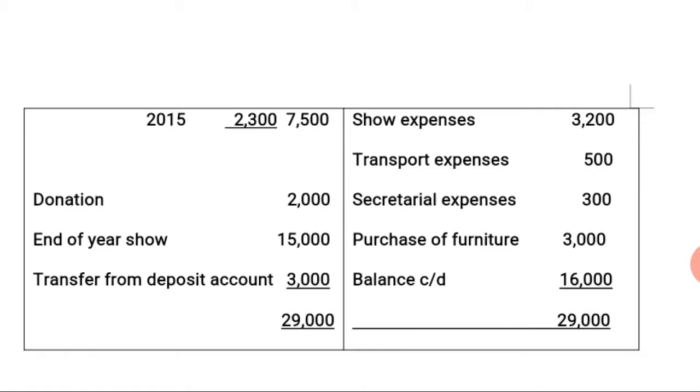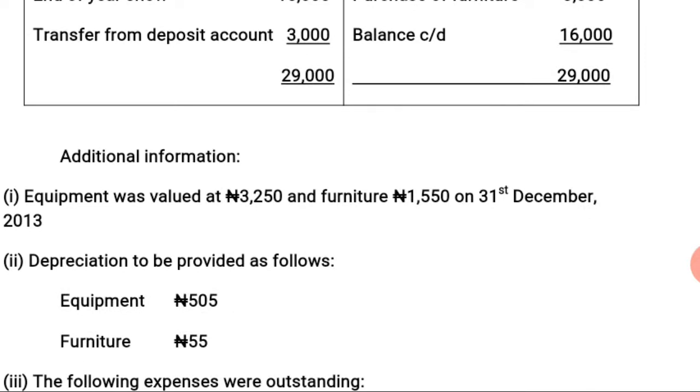And during the year, furniture was also purchased. That is purchase of furniture, 3,000 naira. Therefore, we have the balance carried down of 16,000 naira from our receipts and payment account, and we close the account with the total of 29,000 naira on both sides.